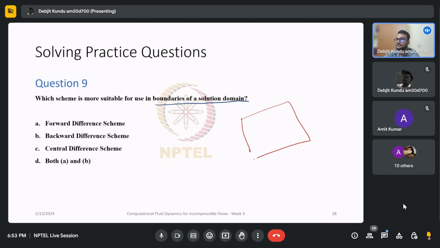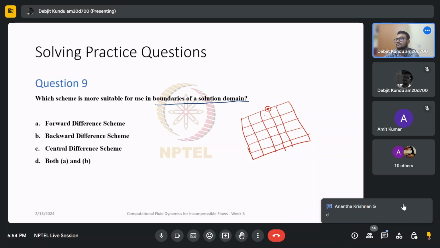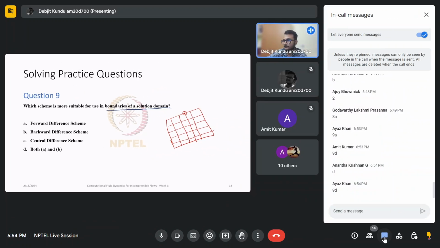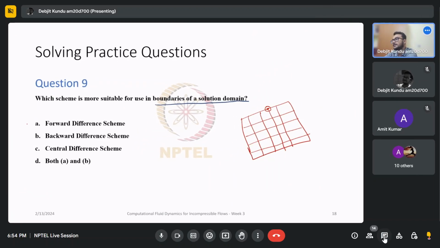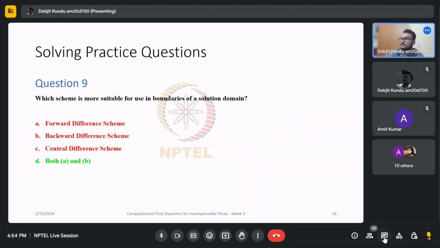So let's say if I have a domain something like this. I'm asking what is the solution scheme for the points at the boundary of the domain. Okay, so we have the responses in favor of option A as well as in favor of option D. Let's have a look at the solution. Solution is actually option D. So option A is not incorrect, it's correct, but option B is also correct. And so option D saying that both A and B are correct should be the proper solution in this case.